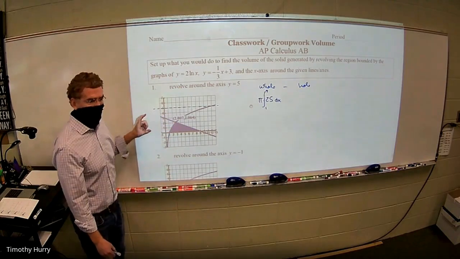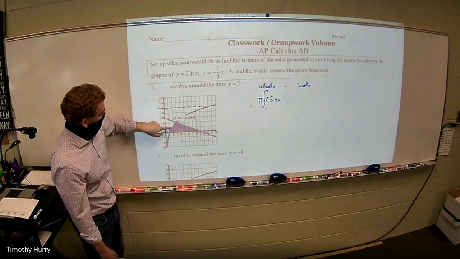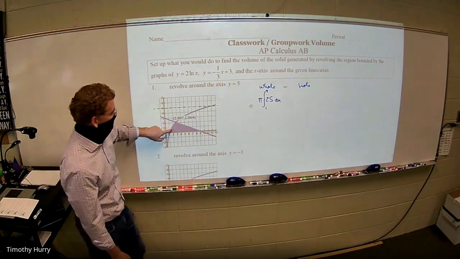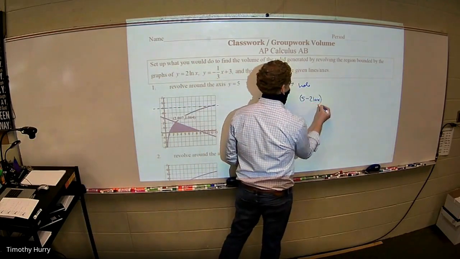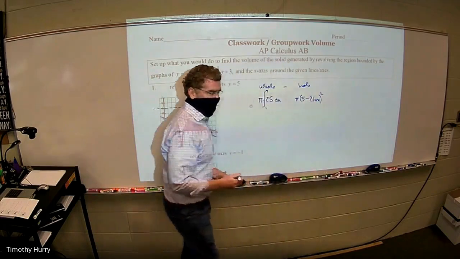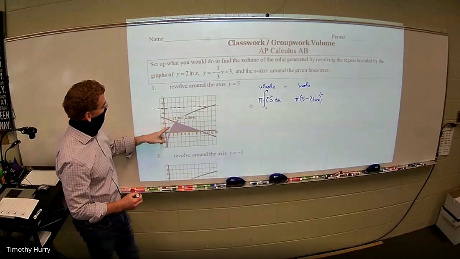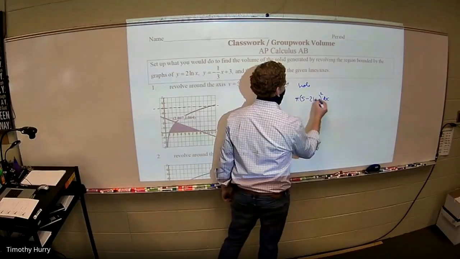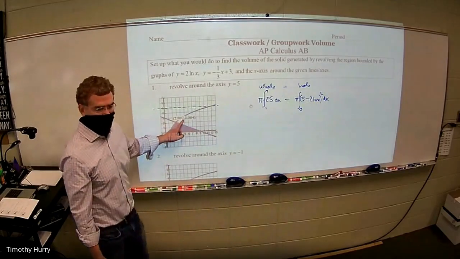So how do I find that inner radius? It's going to be what? And that's the natural log function. So 5 minus the 2 ln x. So 5 minus the 2 ln x, that's the radius. So I'm going to pi r squared that. Right? 5 minus that is the radius. And then I'm going to give that little width. And I'm going to integrate that from 0 to what? 2.807.